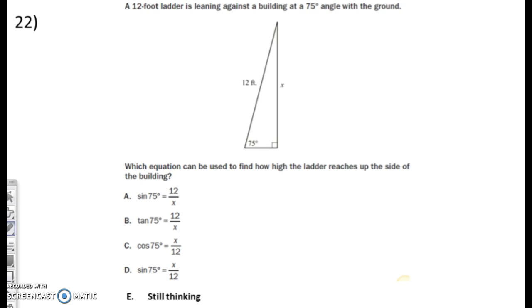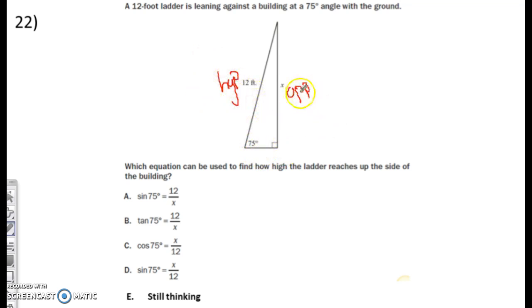So I would start this problem by labeling my sides. 75 degrees is our reference angle. So that makes x the opposite, it's across from the 75 degrees, and that makes 12 the hypotenuse. It's across from the 90-degree angle.